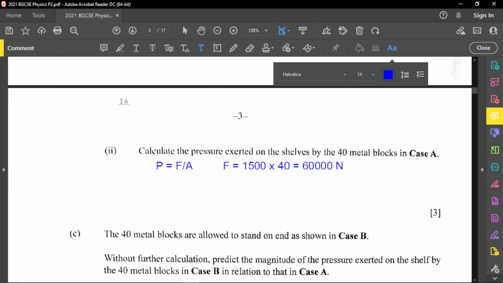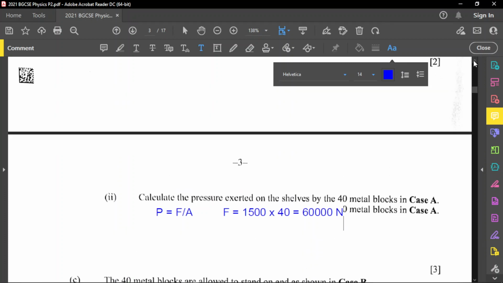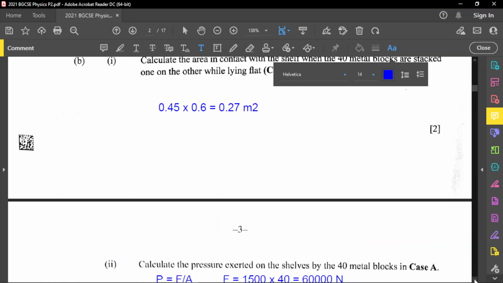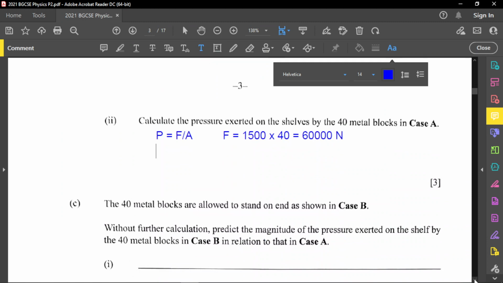Then remember the area that we just calculated if it lay flat in case A. The area is 0.27. So we say 60,000 divided by 0.27, and that will give us a total of 222,222.22. So there's all twos.